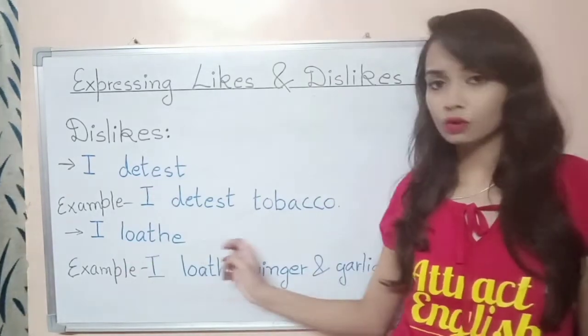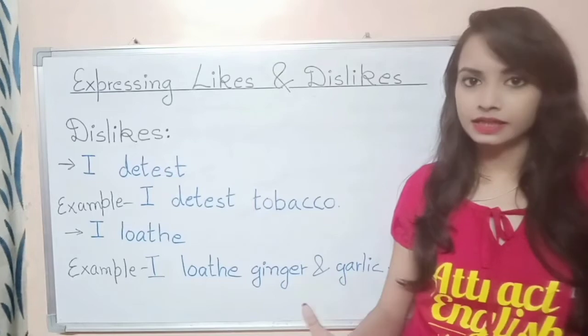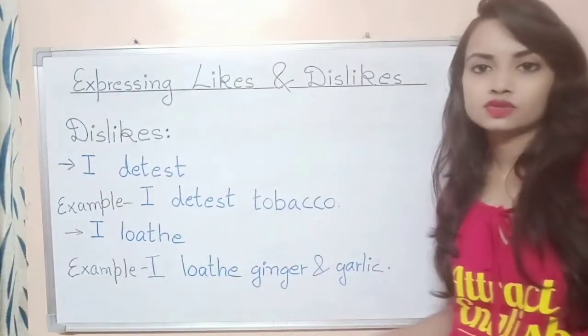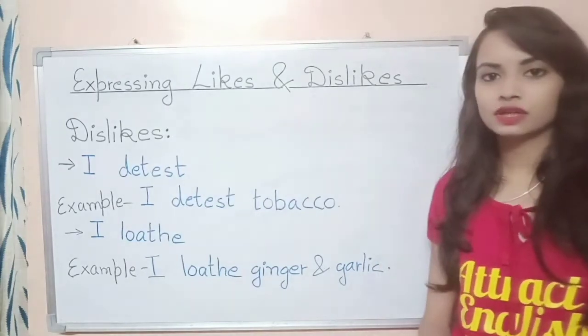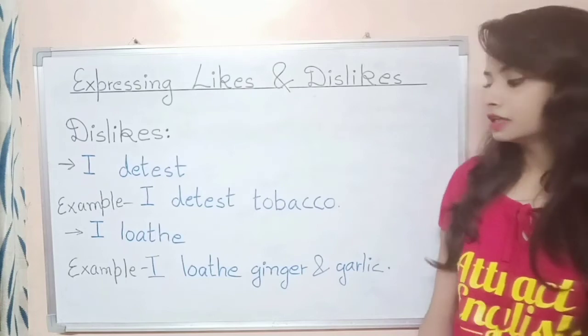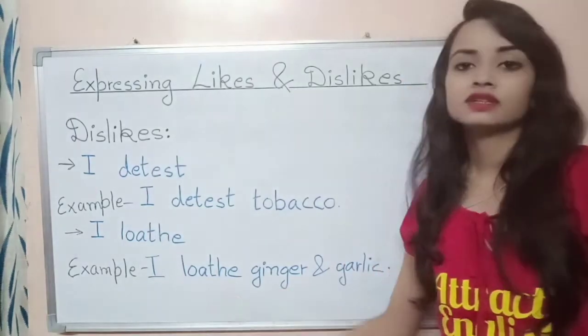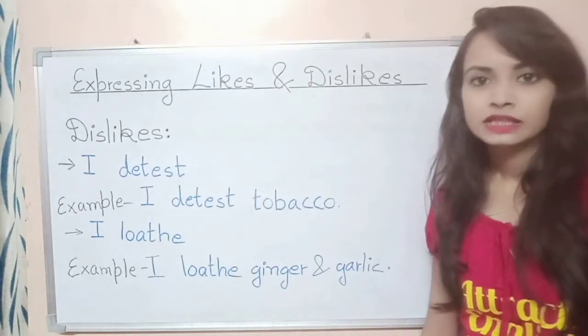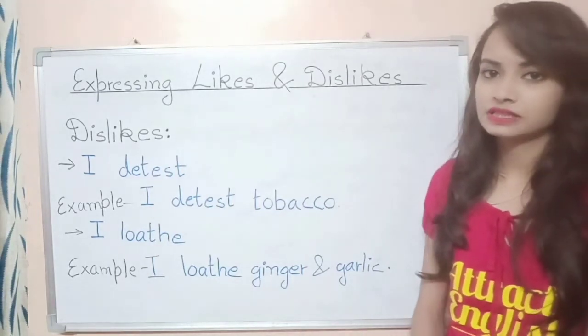Next is I loathe. It means I hate. Example, I loathe ginger and garlic. So there are many people who don't eat ginger and garlic, or they don't even like the smell of ginger and garlic. They can say I loathe. It means I just hate ginger and garlic. These were some ways of expressing dislike.